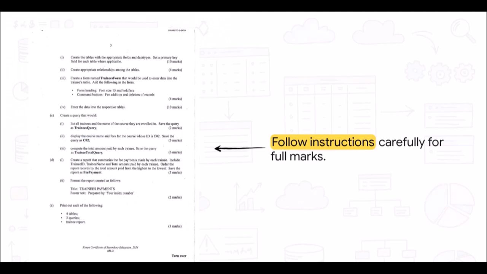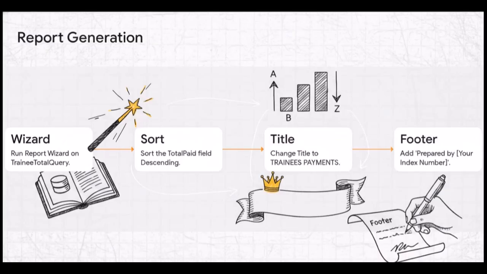Listen, if you just mindlessly click Next through the report wizard without paying attention to these specific bullets, you are literally throwing away guaranteed marks. Here is the exact procedure to nail this report perfectly. Step 1. Run the report wizard, but make absolutely sure you base it on the trainee total query you just built, not the raw tables.